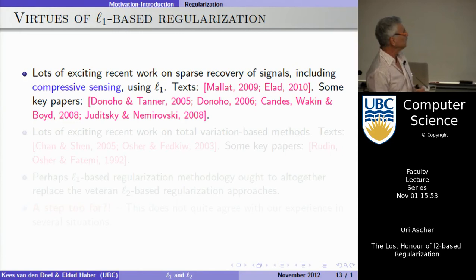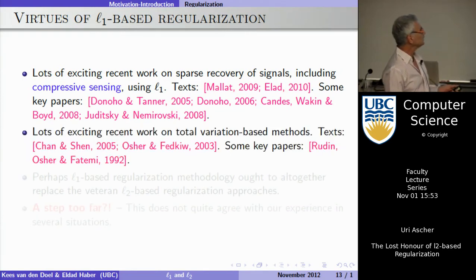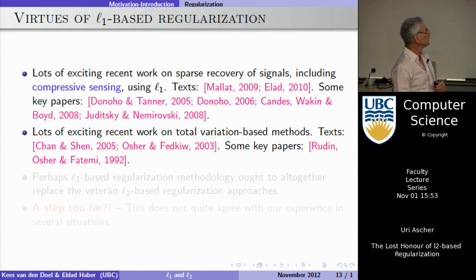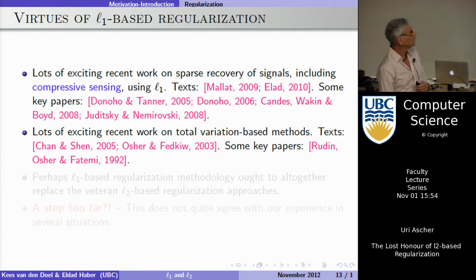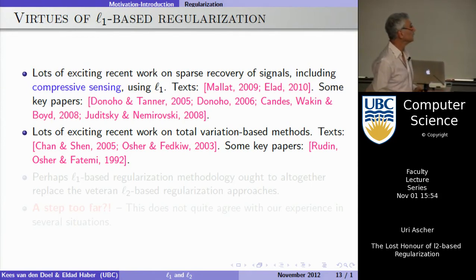Here are some books and papers that are of fundamental importance in this area. For the L1, including compressive sensing, there are texts by Mallat and Elad, and key papers by Donoho and Candès and their co-authors. Regarding total variation, the first paper that started the whole new thing was by Rudin, Osher, and Fatemi. Some of the ideas had been there before, but that paper really opened up an area. And here are two books. This one in particular is famous among some people, and also contains a lot about total variation methods.